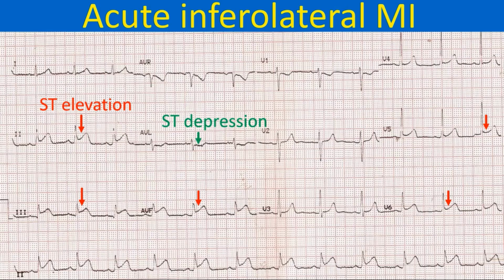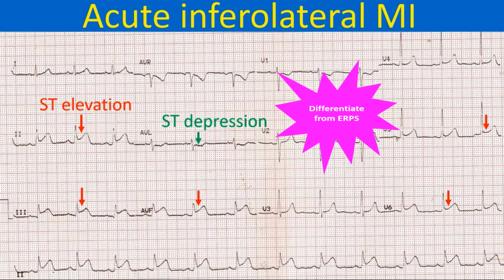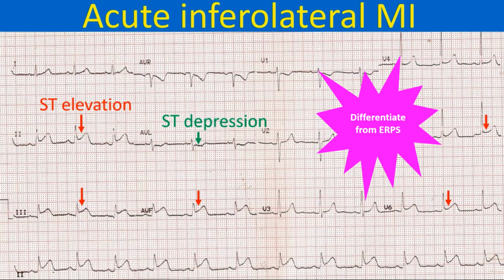Differential diagnosis of this pattern is an early repolarization pattern, but ST segment depression in AVL is unlikely to be seen with early repolarization. Clinical history, estimation of cardiac troponins and echocardiography to look for wall motion abnormality will help in differentiating the two conditions.